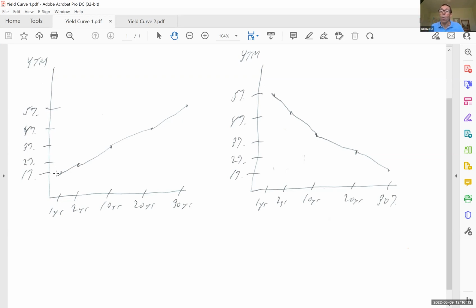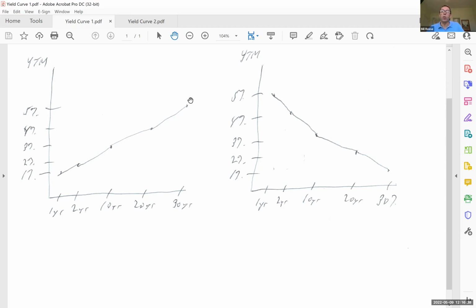Okay, the 1-year rate has to go up, because it can't average 5% over the next 30 years and stay at 1%, right? If it stays at 1% each year for the next 30 years, it's going to average 1%. So it's got to be going well above 5%. So this upward sloping yield curve is an indicator that investors expect short-term interest rates to be going up.